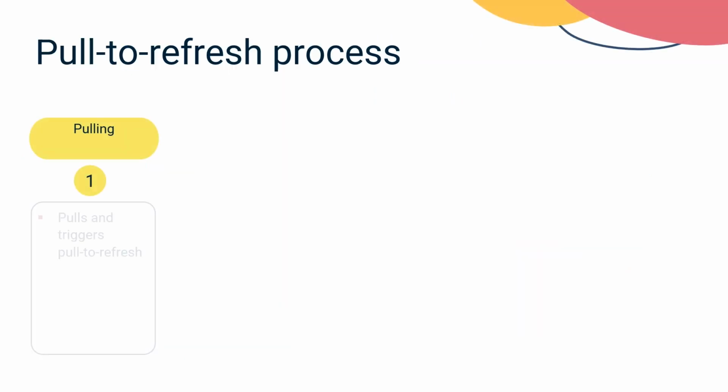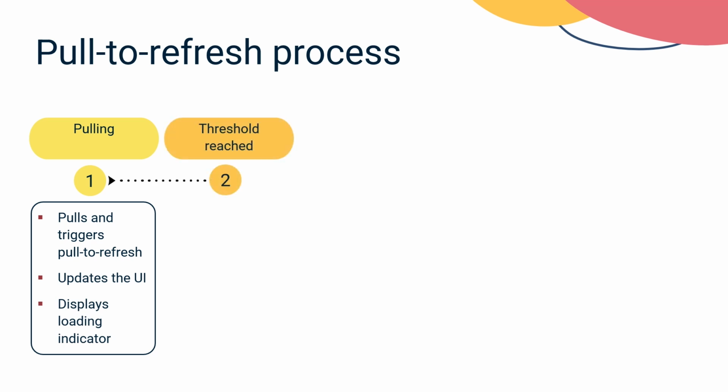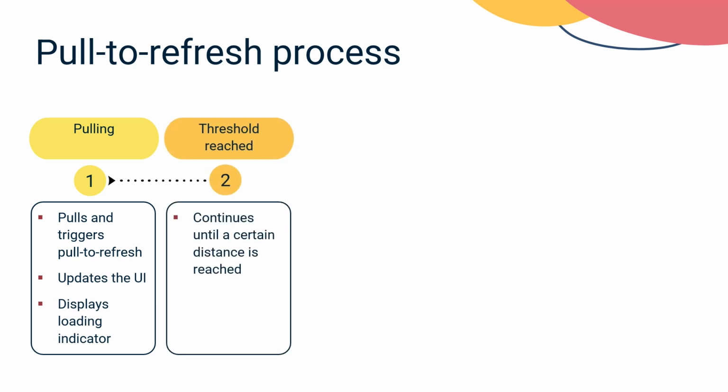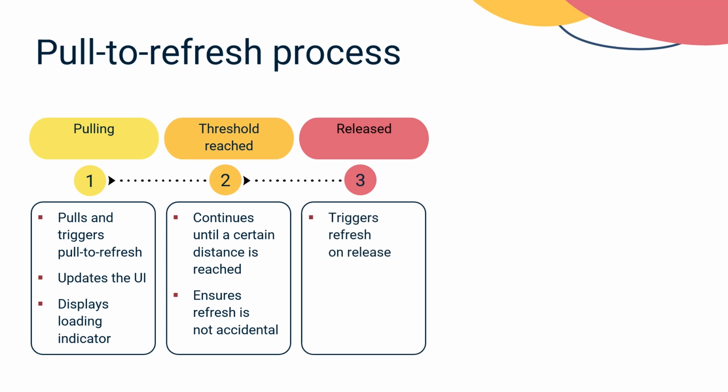Pulling: the user pulls down on the list, triggering the pull to refresh gesture. This typically updates the UI to indicate that a refresh is possible, and in most cases, a loading indicator appears until the data is fetched completely. Threshold reached: the user continues to pull down until a certain distance on the screen to ensure that the refresh is not triggered accidentally. Released: the refresh is triggered when the user releases the pull gesture. This is when the actual data fetching happens.